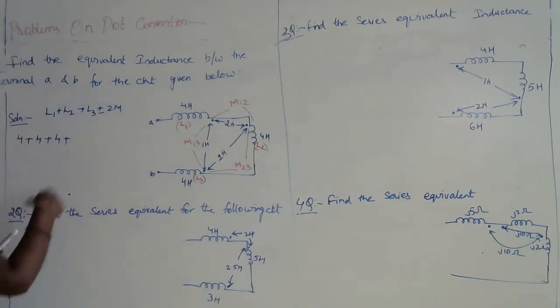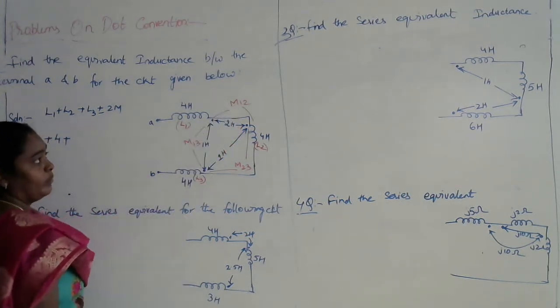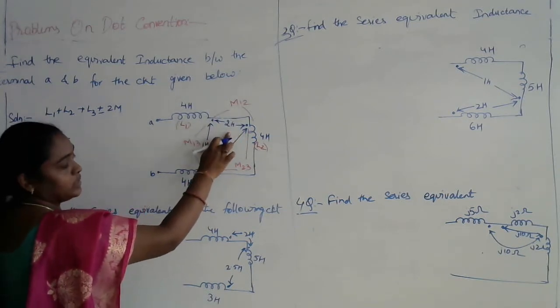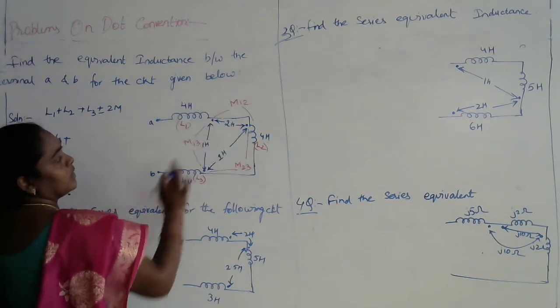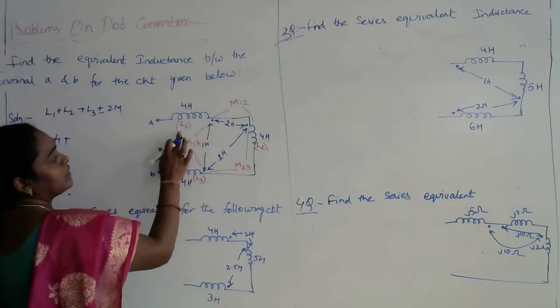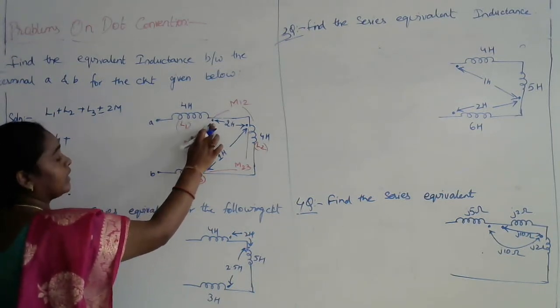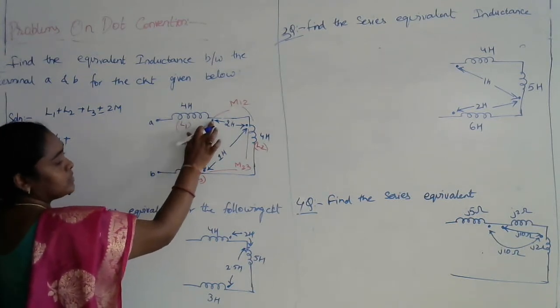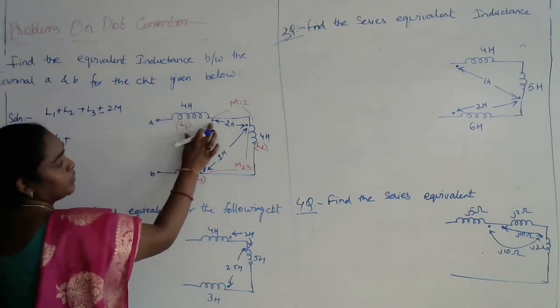Whenever we are writing plus or minus 2M, we need to remember something. First I am taking M12. The mutual inductance value for M12 is 2H, which is between 1 as well as 2. First check the direction of current in the first dot. In this first dot, the current is flowing from coil to dot.